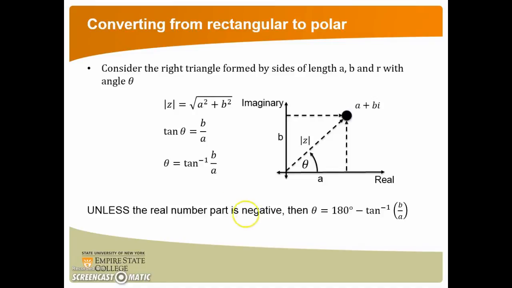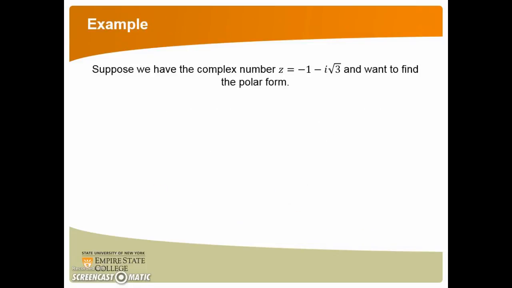Let's see an example. Suppose we have the complex number z equals -1 minus i times the square root of 3. The i is in front of the square root simply to avoid confusion. With this complex number, our value for a is -1, and the value for b is negative square root of 3. What would this complex number be in polar form?